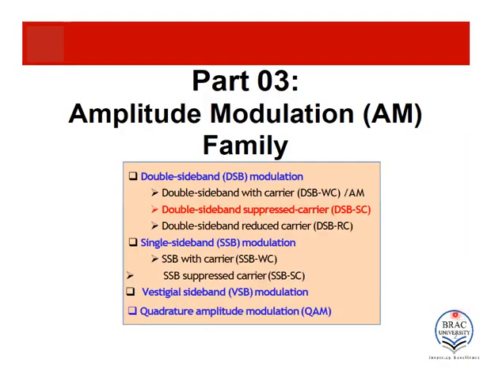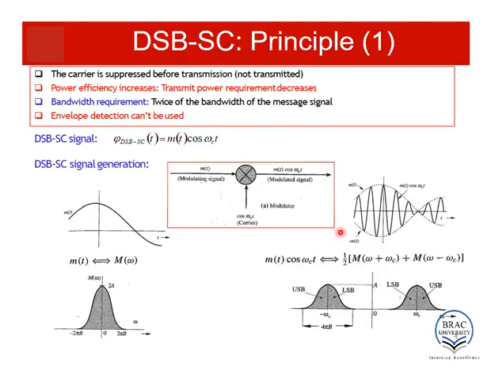In today's lecture, we will mainly focus on double sideband suppressed carrier, where there will be both upper and lower sidebands, but the carrier component will be suppressed. Before starting our discussion in detail, let's get a quick overview of what will be happening in DSB-SC. First of all, as I have mentioned, the carrier component will be suppressed and not transmitted.